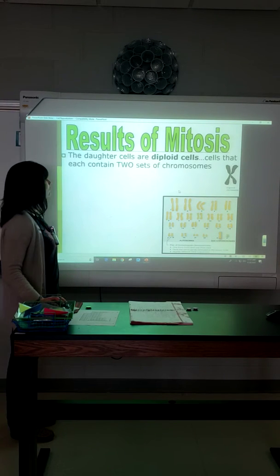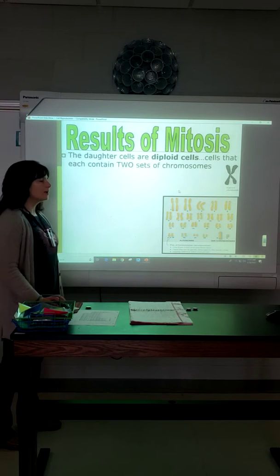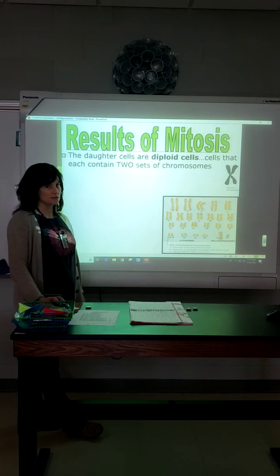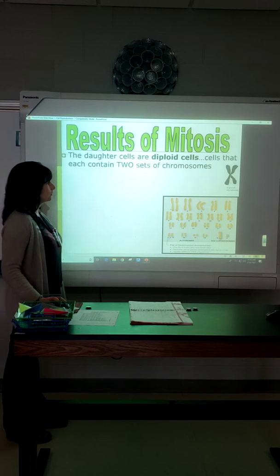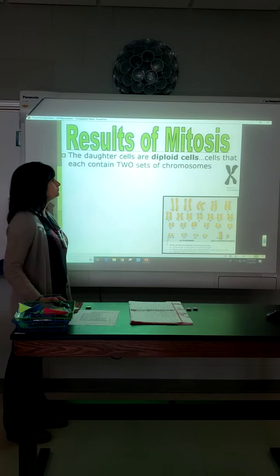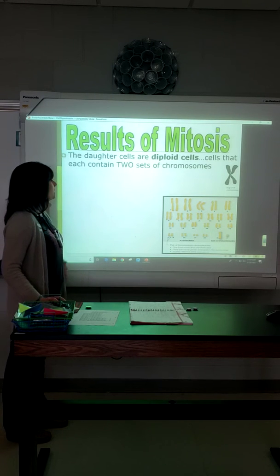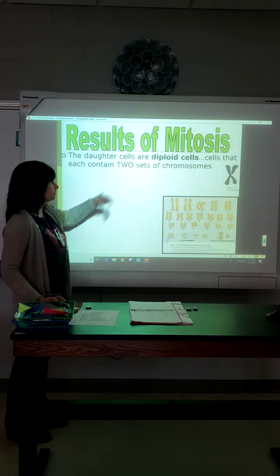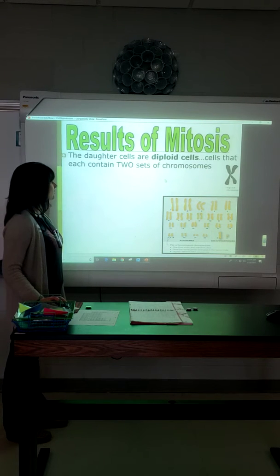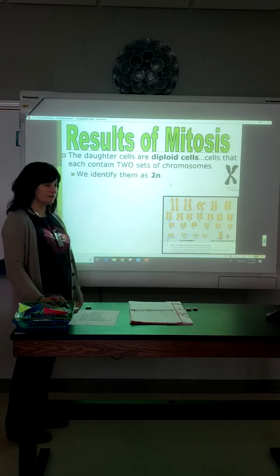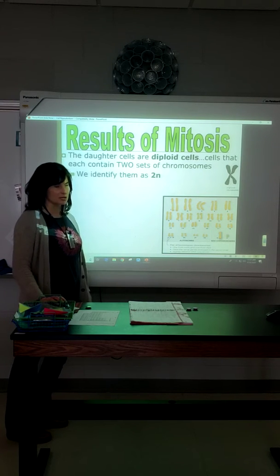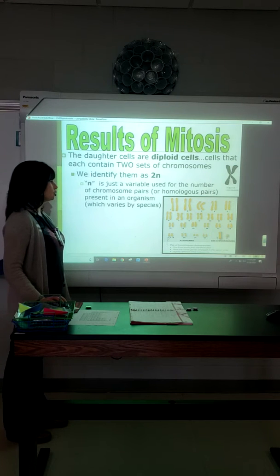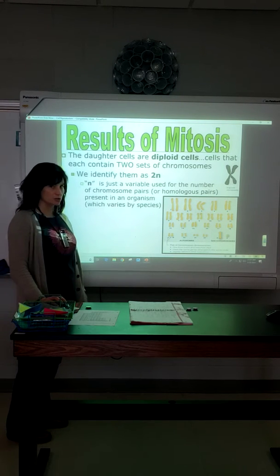Okay, so the results of mitosis continued. We call the daughter cells diploid cells, and that's a vocab term I'm sure you've been curious about. Diploid is a weird word, but the D sounds like double, or reminds you of two, and it contains two sets of chromosomes. So each daughter cell is called diploid, and it has two sets of the chromosomes, and we identify them as 2N. This is kind of a random designation. The N is just a variable used for the number of chromosome pairs.